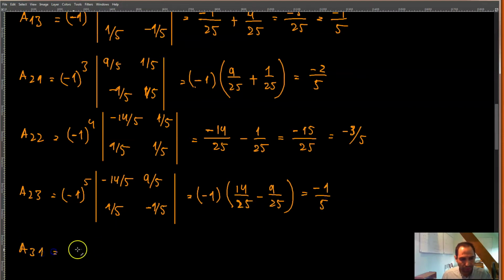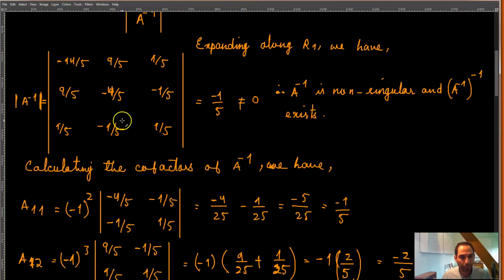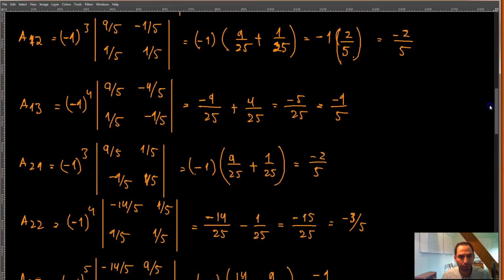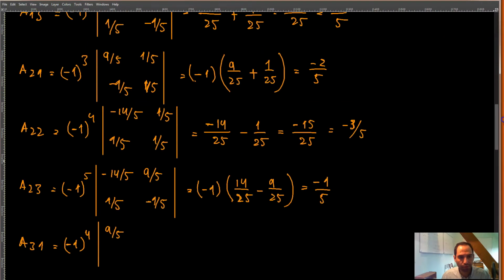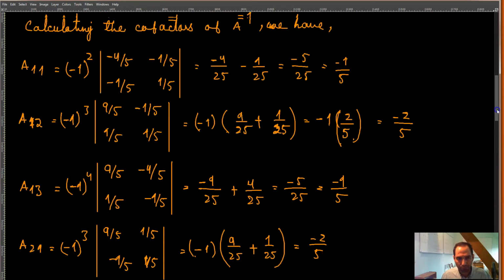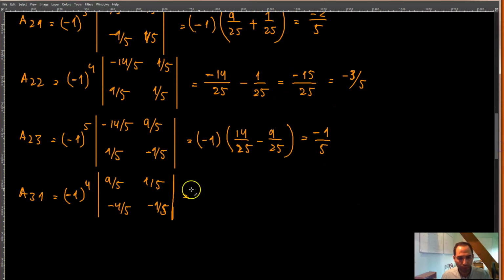Now, A of 3, 1 is the same thing as negative 1 raised to the 4th power times the determinant of 9/5, 1/5, negative 4/5, and negative 1/5. So that's the same thing as basically negative 9/25 plus 4/25, negative 5/25, which is negative 1/5.